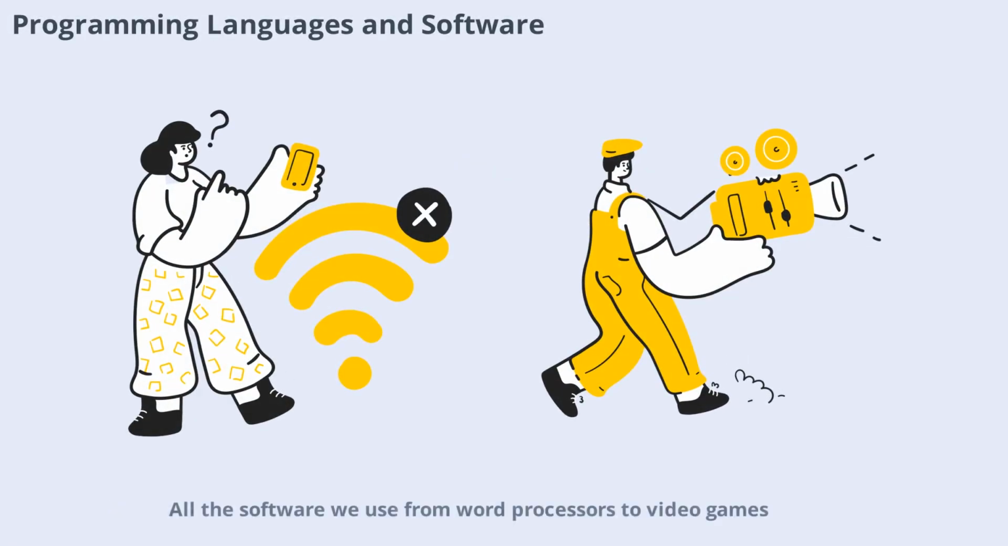All the software we use, from word processors to video games, is created using programming languages. Programmers write code to build these applications, making our devices useful and fun. Without programming languages, there would be no way to create the digital tools we rely on every day.